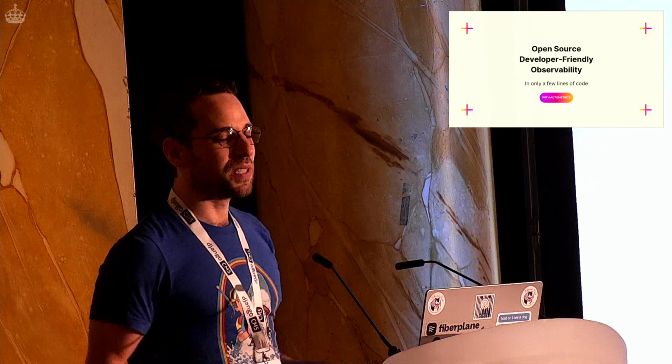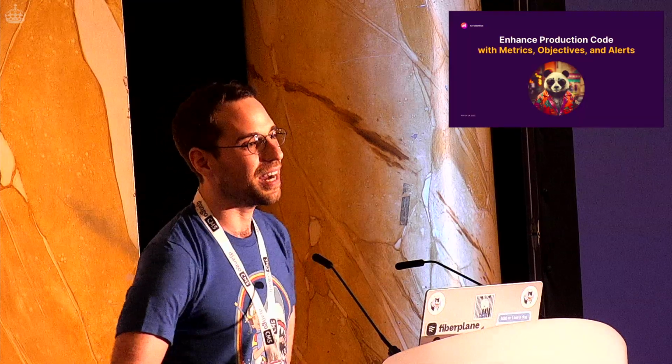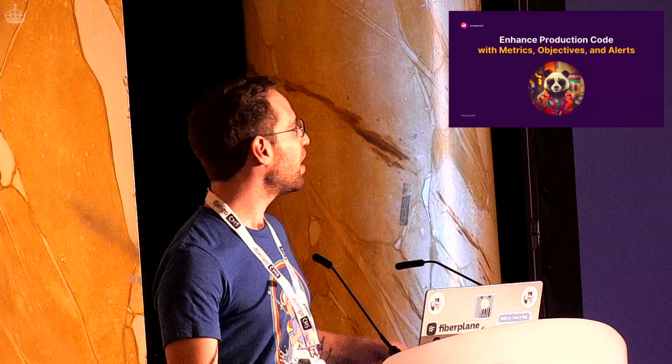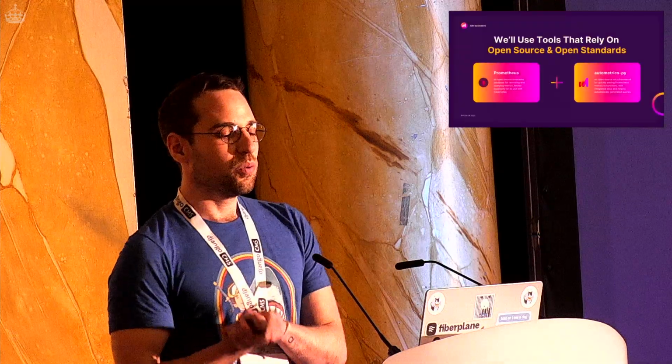But welcome to open source, developer-friendly observability in only a few lines of code. Today, we're going to enhance production code with metrics, objectives, and alerts, and there's going to be a lot of generative AI of animals, which will make more sense in a little bit, I promise, but for now, trust the groovy panda. We are going to use two tools that rely on open source and open standards.